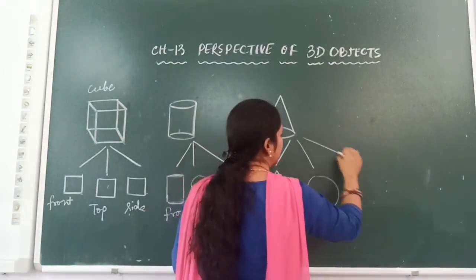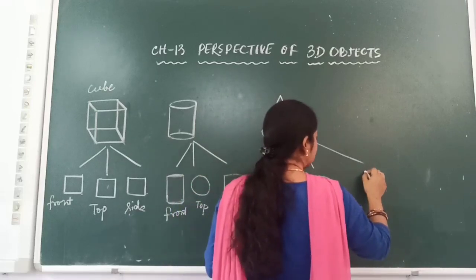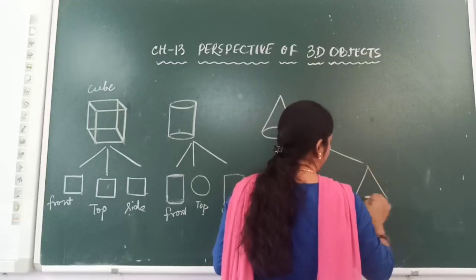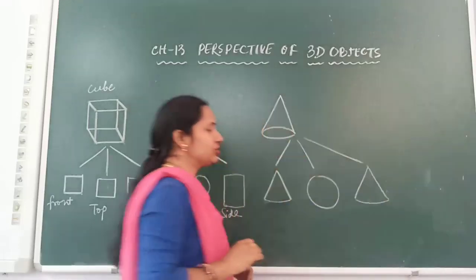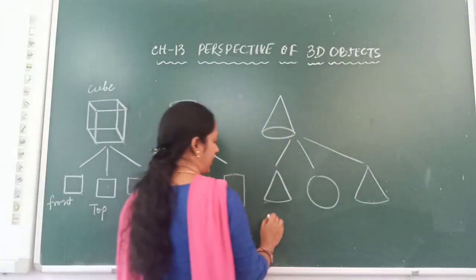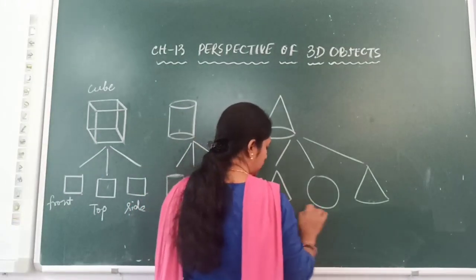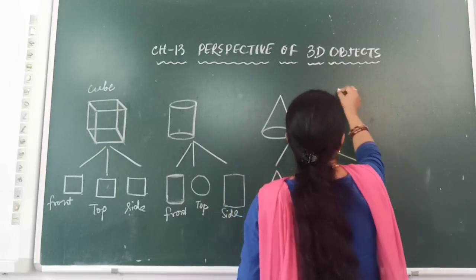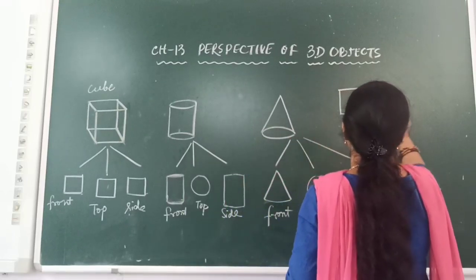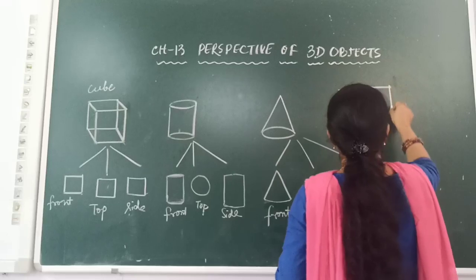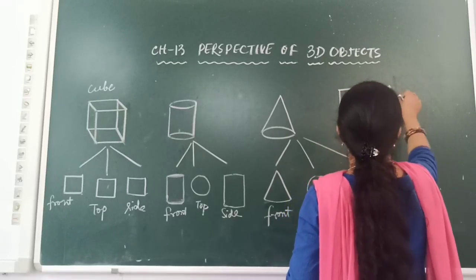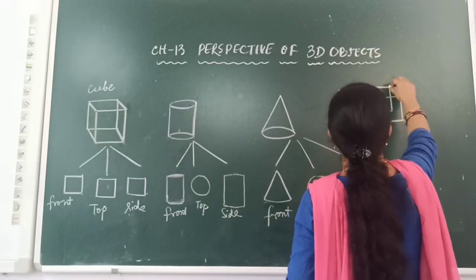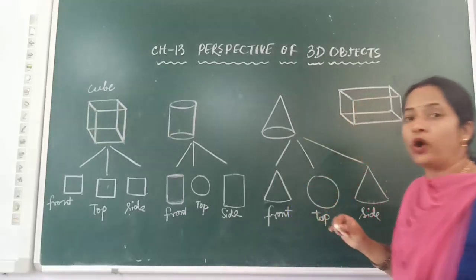And from the side, again, it will look like the view that we find in the front view. Okay, so these are the front, top and side views. Now one more figure I would like to take and show you, that is with rectangular faces, a 3D shape with rectangular faces. What is it, children? It's a cuboid.